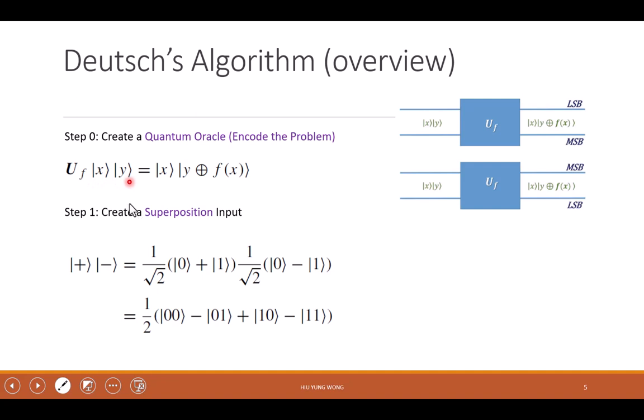Okay, and this forms the basis state, so it means this can be 00, 01, 10, 11, right? And what is the output? The output is that the most significant bit doesn't change, but the least significant bit becomes Y exclusive or F of X. You don't know what F of X is, but the F of X is embedded in this quantum oracle.